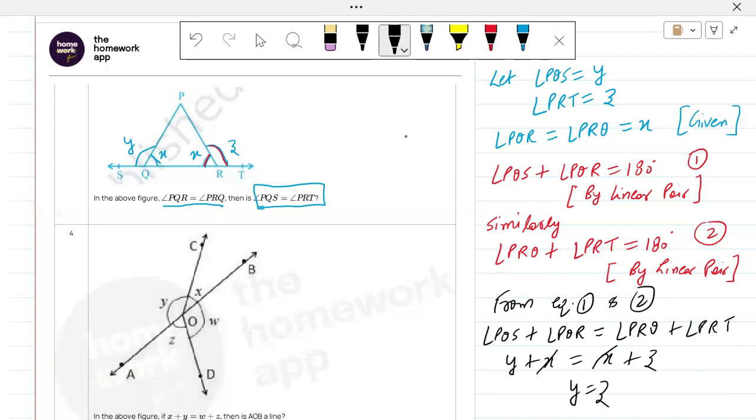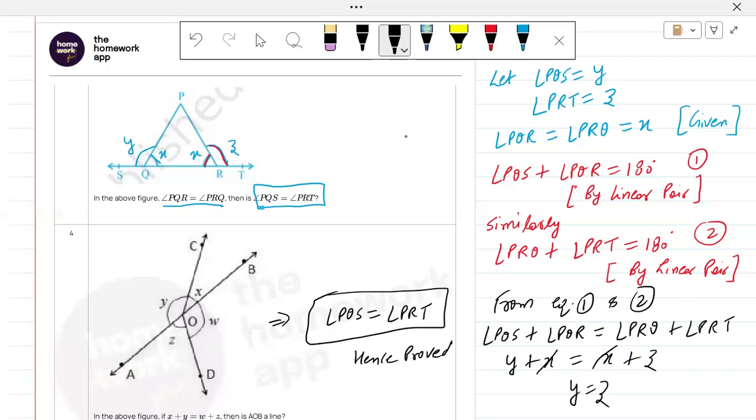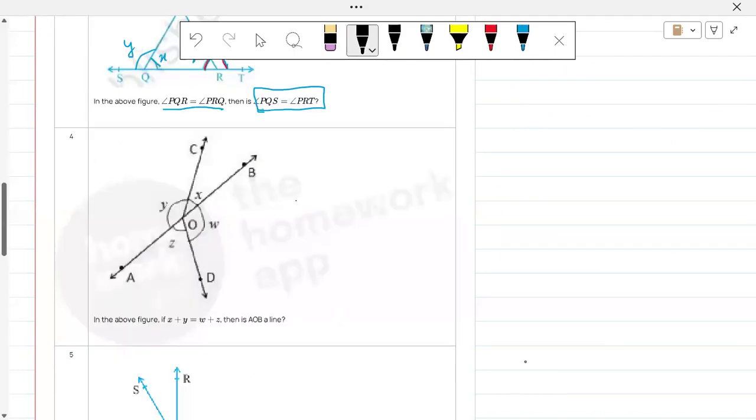What is Y? Y is angle PQS. Angle PQS is equal to angle PRT, and this thing you have to prove. So you can write it here like that. This implies angle PQS equal to PRT. After that, you can write here, hence proved. In this way, you have to solve this question.